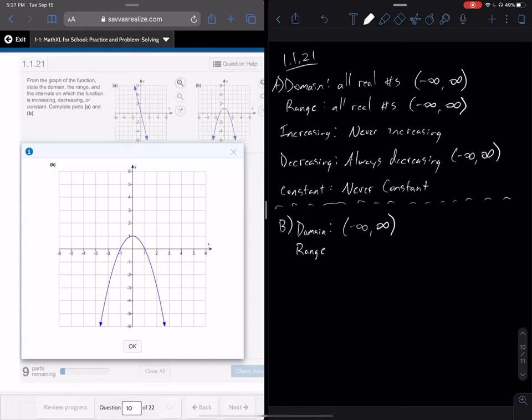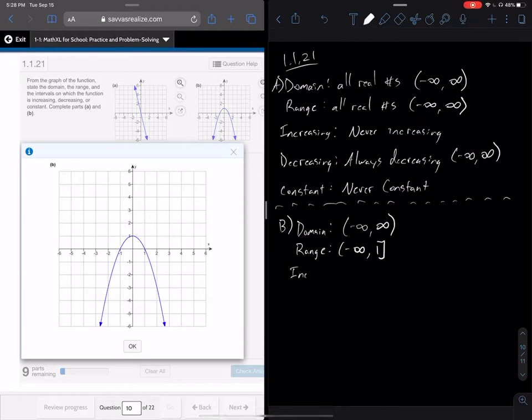My range, on the other hand, I'm looking at minimums and maximums. So minimum comes first. What's the lowest number this graph is going to go to? Well, it's going to keep going down forever, so that would be negative infinity. And what is the largest number it can be in terms of the y values? Well, it goes up to 1, and that's where it changes direction. Since it reaches the 1, we want to make sure we put a bracket there. So be careful to put a bracket with that 1.